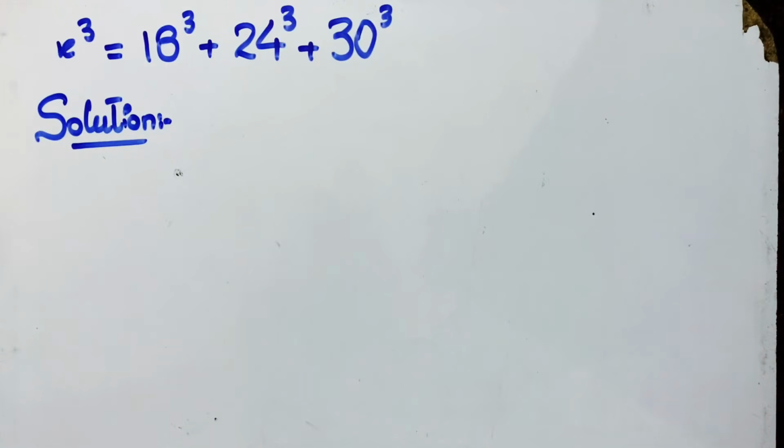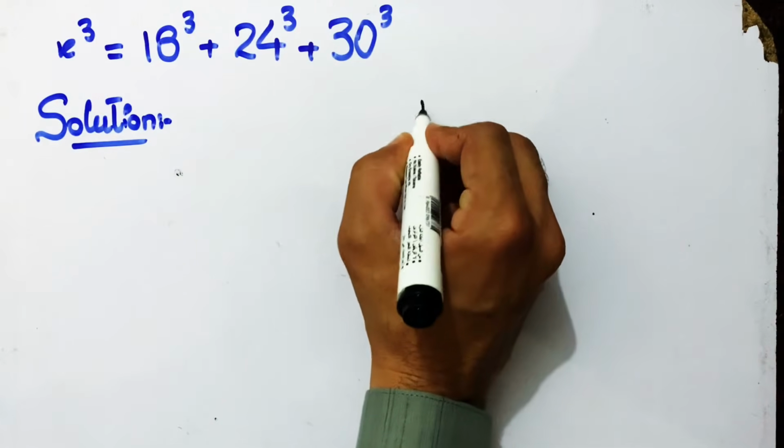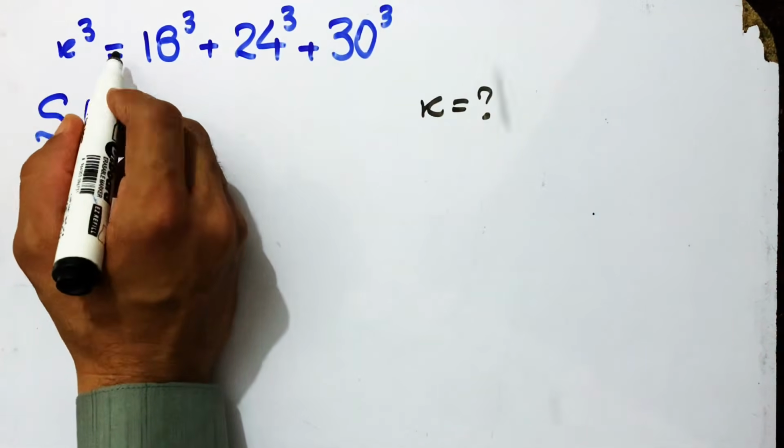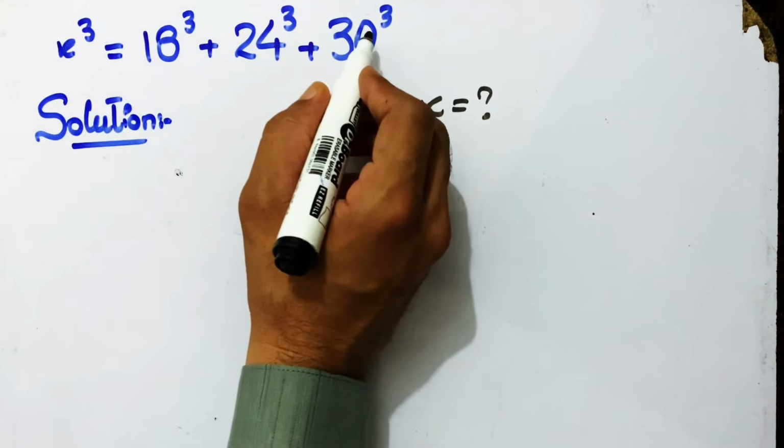Welcome to Smart Math. Today I am solving this math Olympiad problem in a very unique way. Our equation is x cubed equals 18 cubed plus 24 cubed plus 30 cubed.